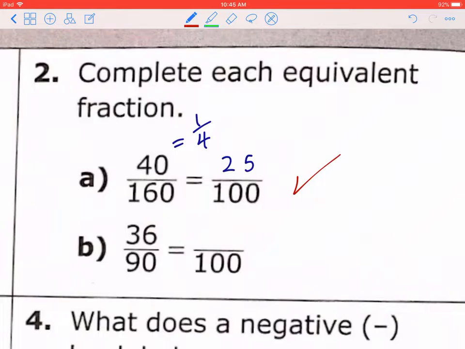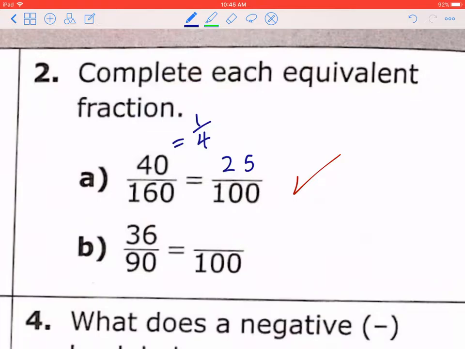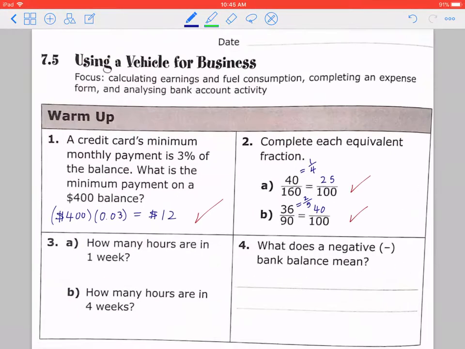You can press pause, and when you press play again, I'll be right here. Now, here's part B. 36 over 90 equals blank over 100. And again, the idea is if you think about 36 divided by 90, that's 40% or 0.4. So when you express this as a fraction, it's going to be 40 over 100. Let's put a check mark, just like that. Maybe I'll write down 2 over 5, which is 40%.